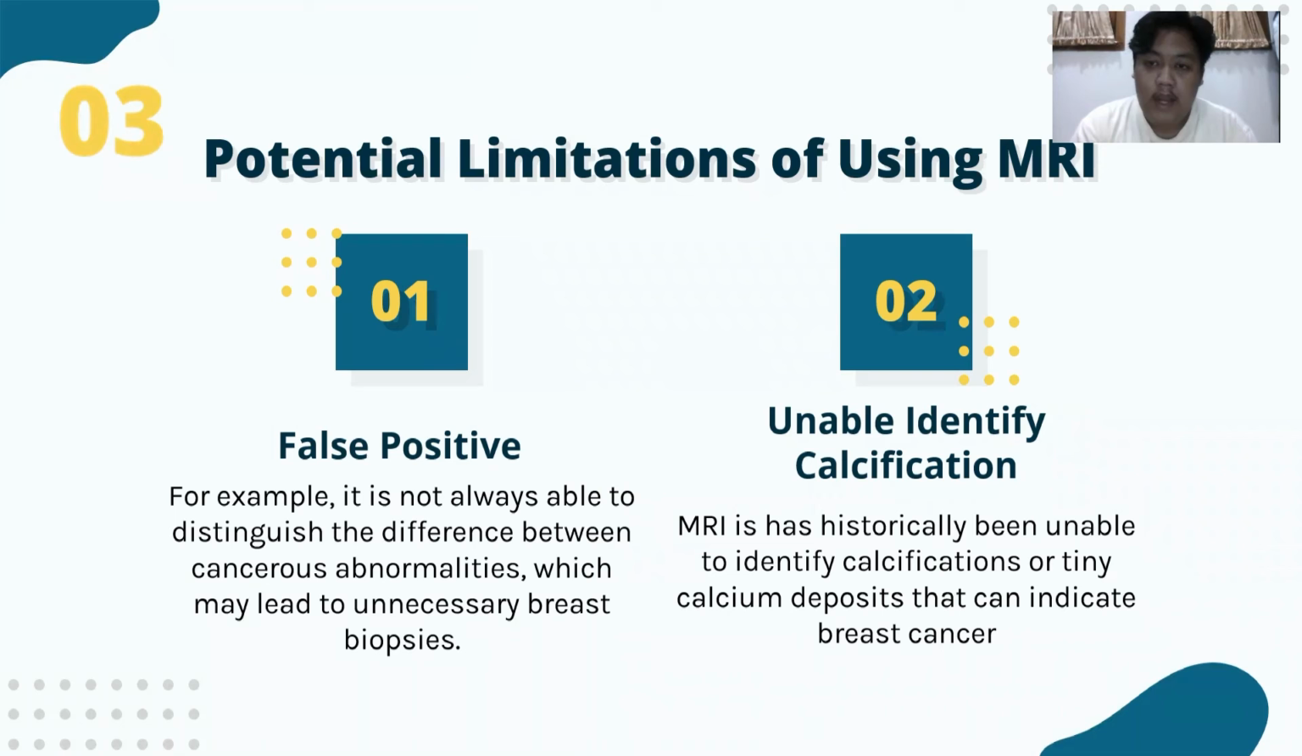And the second one, unable to identify calcification. Another limitation of breast MRI is that it has historically been unable to identify calcification, or tiny calcium deposits. They can indicate breast cancer.